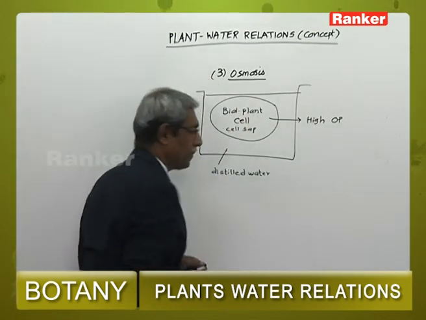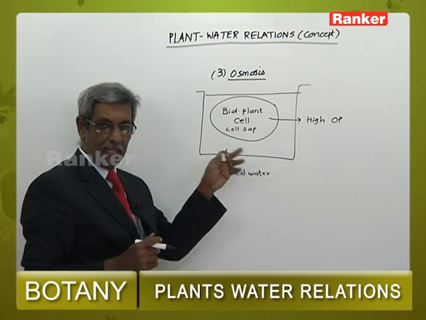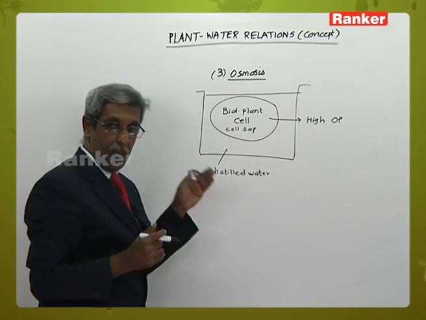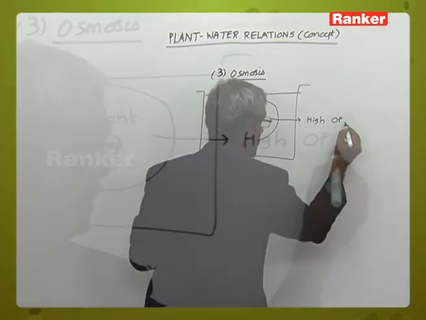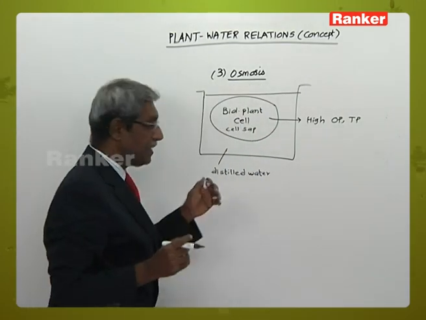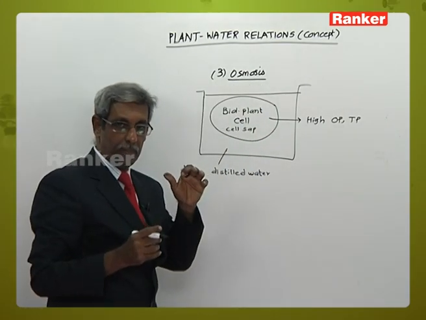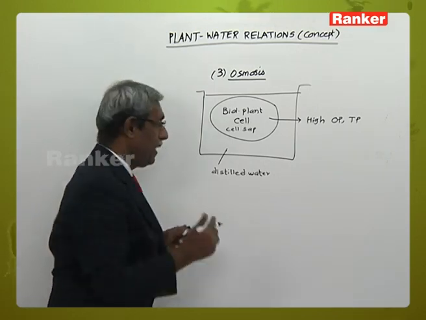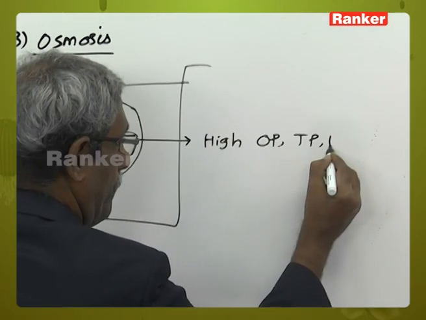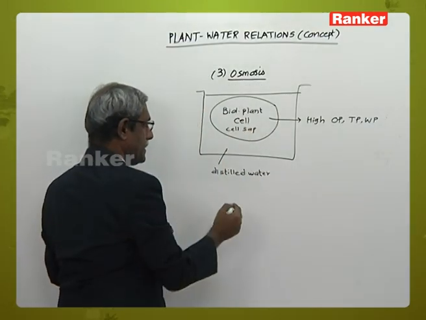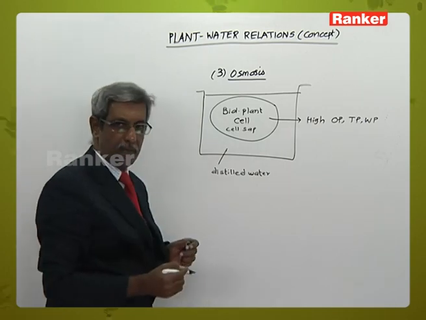osmotic pressure. Osmotic pressure is because of the cell sap, and because of osmotic pressure it exerts a pressure which is also termed as turgor pressure. Because of the turgor pressure, the cell is turgid, and the parallel back pressure which is exerted by the wall is termed as wall pressure. So, in a biological cell sap, it has got high osmotic pressure, turgor pressure and wall pressure.